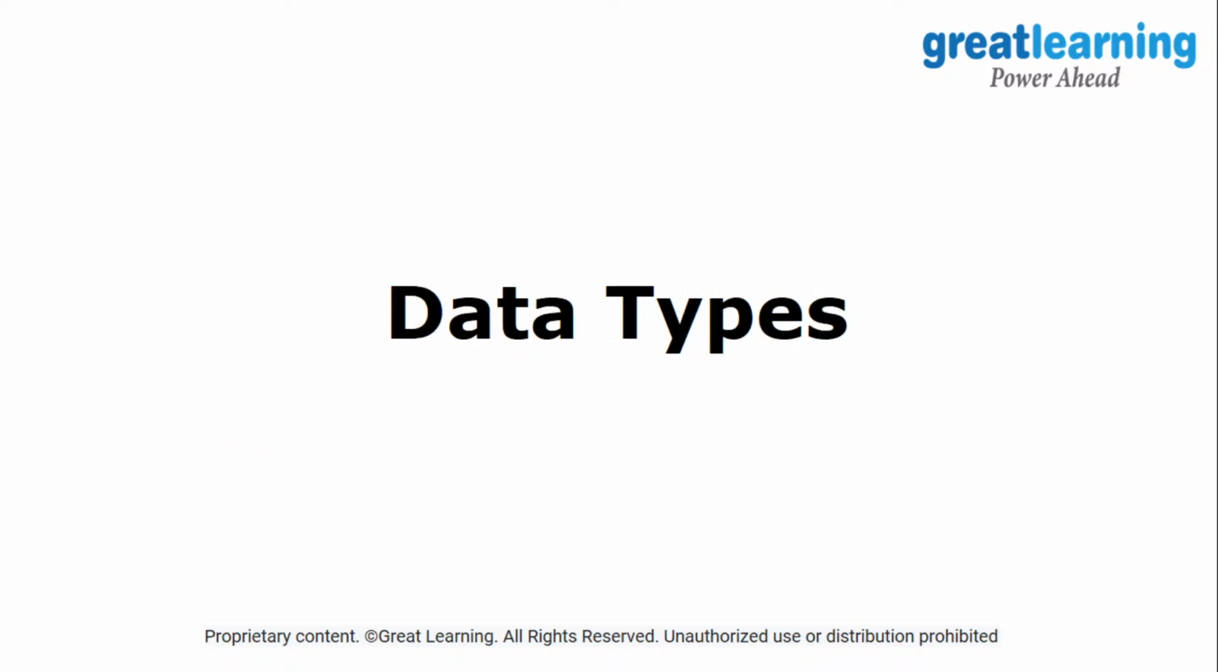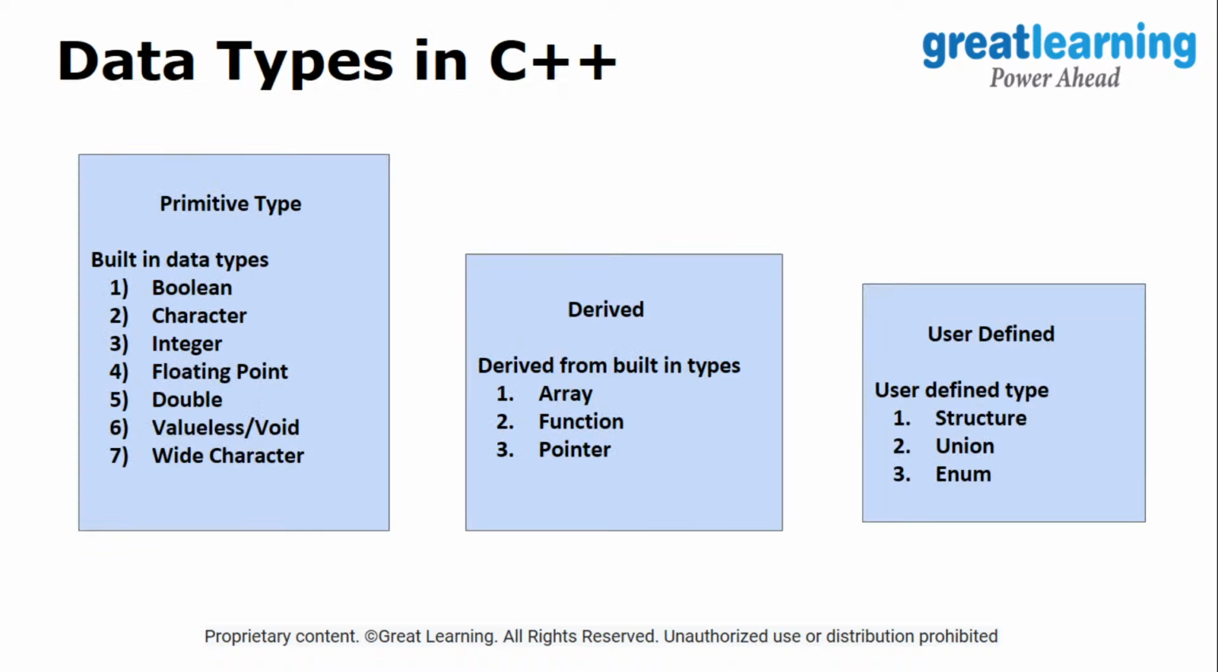Now let's talk about data types. You might be thinking, what we are using, this int, float, and char, what are these? These are nothing but data types. Now there are several types of data types. Some are called primitive, another are called derived, and then we have user defined. So now let's focus on primitive data types, the built-in data types that we have.